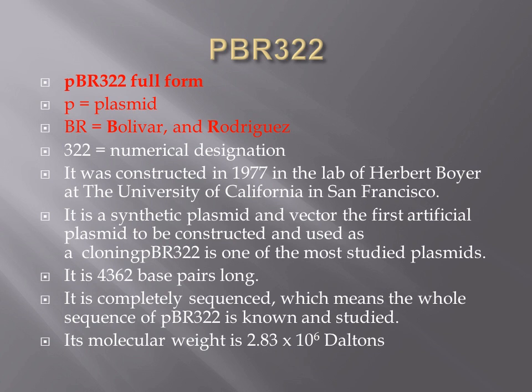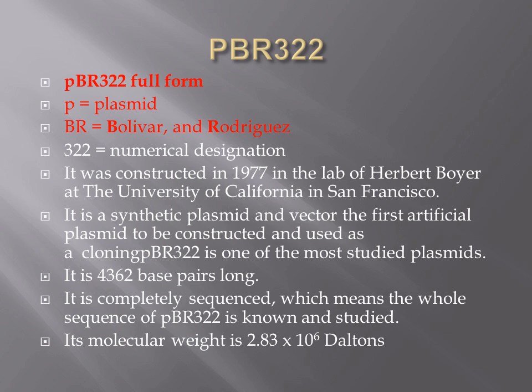Coming to pBR322: p stands for plasmid, B and R stand for Bolivar and Rodriguez, the scientists who discovered it, and 322 is a numerical designation. It was constructed in 1977 in the lab of Herbert Boyer at the University of California in San Francisco. This is a synthesized plasmid, the first artificial plasmid vector to be constructed and used. For most studies, pBR322 plays a major role.